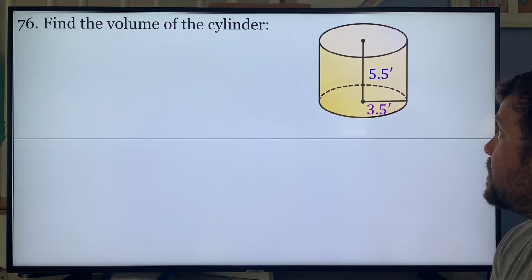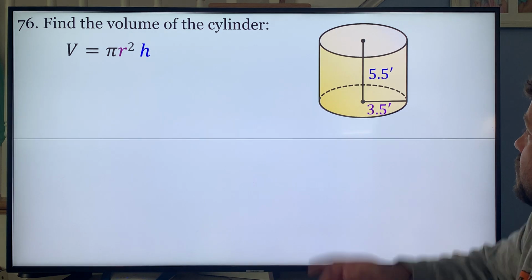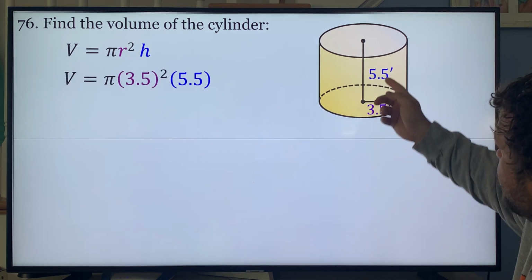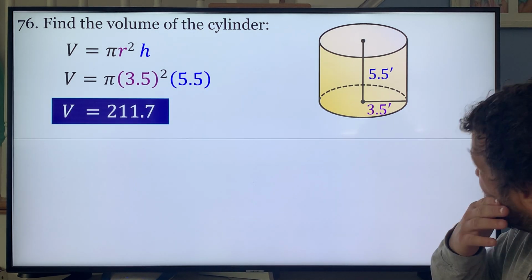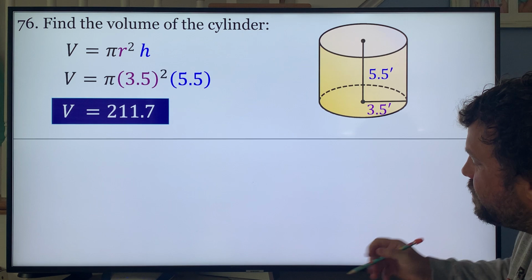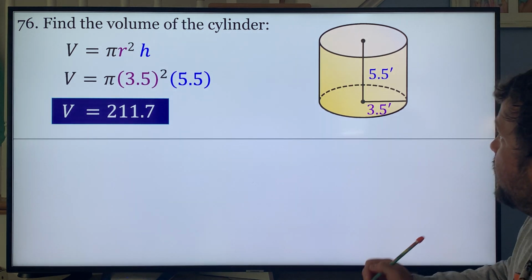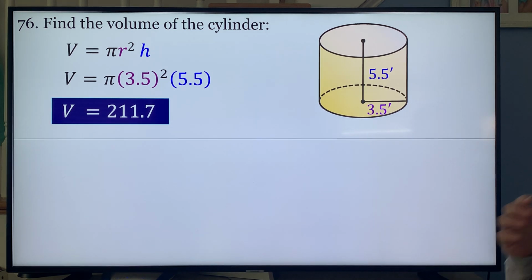Find the volume of this cylinder. Volume of a cylinder is pi r squared h. So pi, radius here is 3.5 squared times the height, which is 5.5. 211.7, and this symbol is feet, so it should be cubic feet. All right.